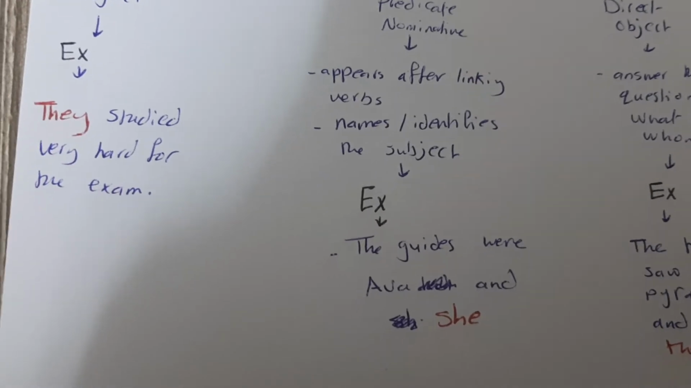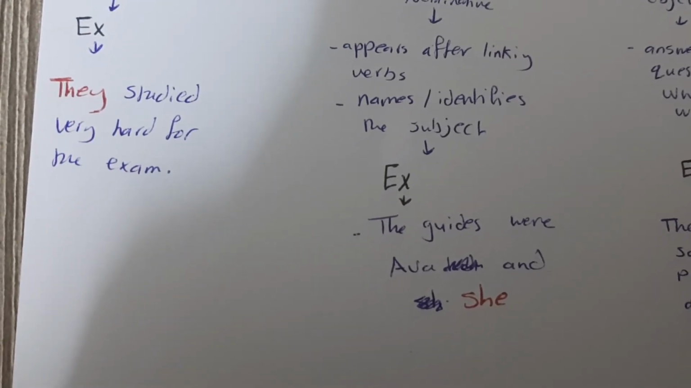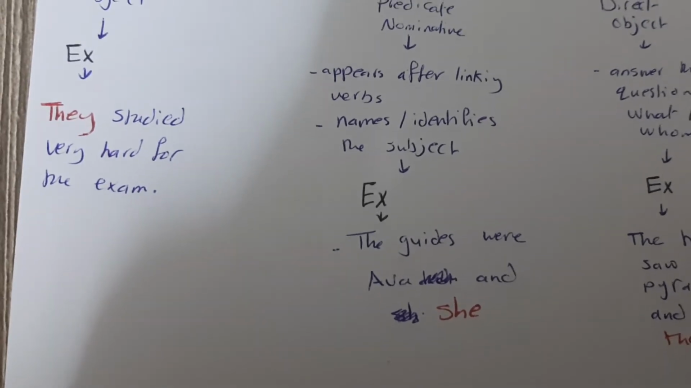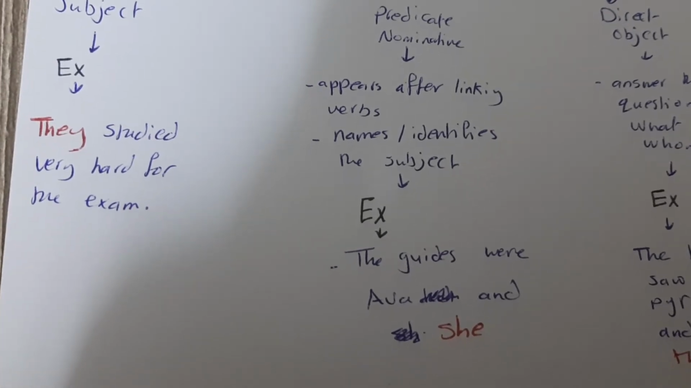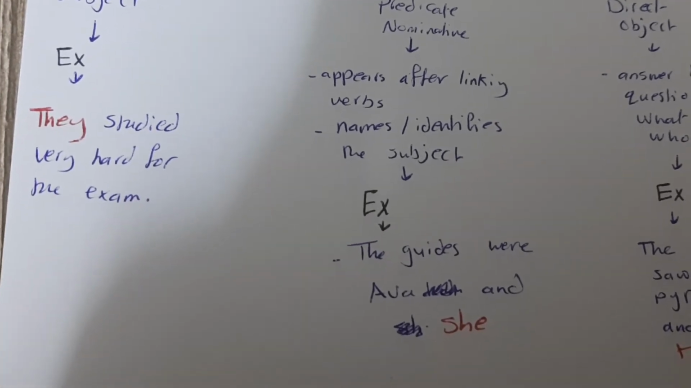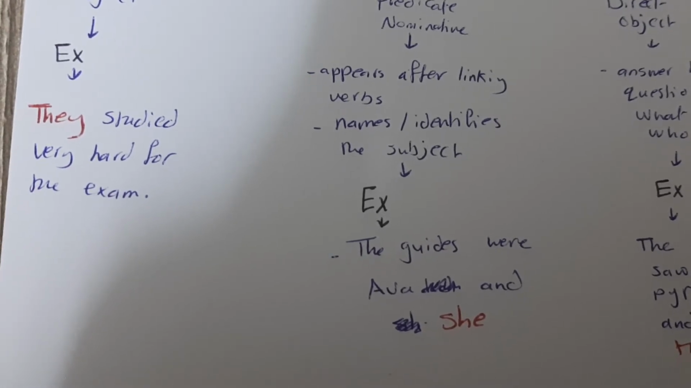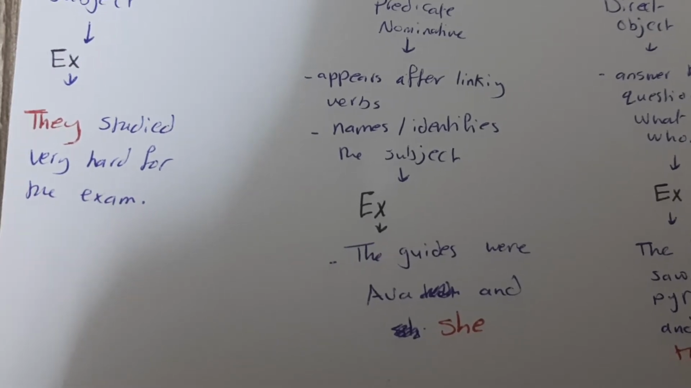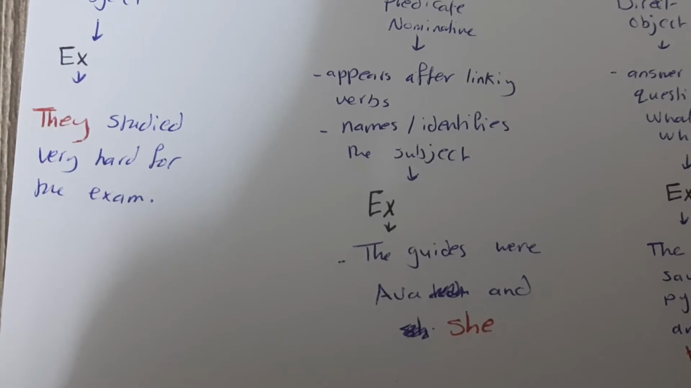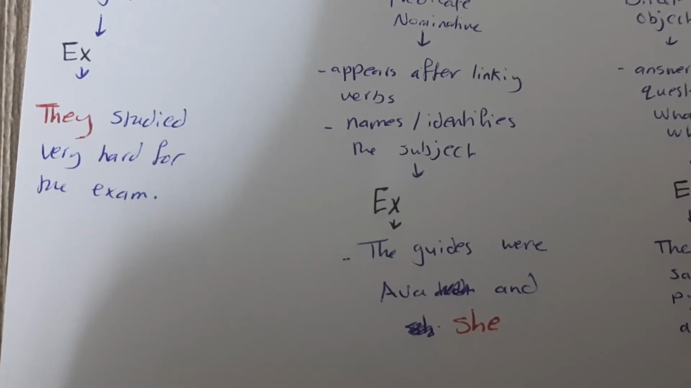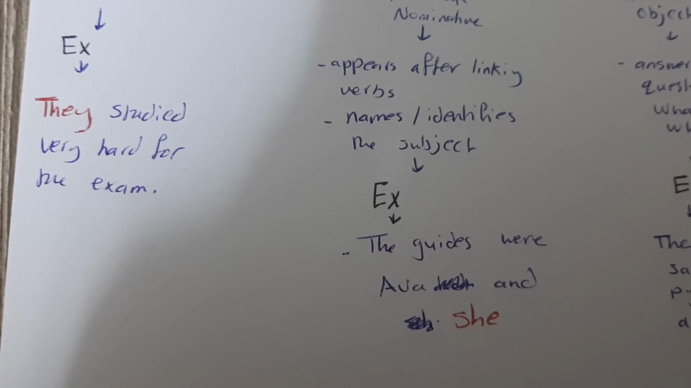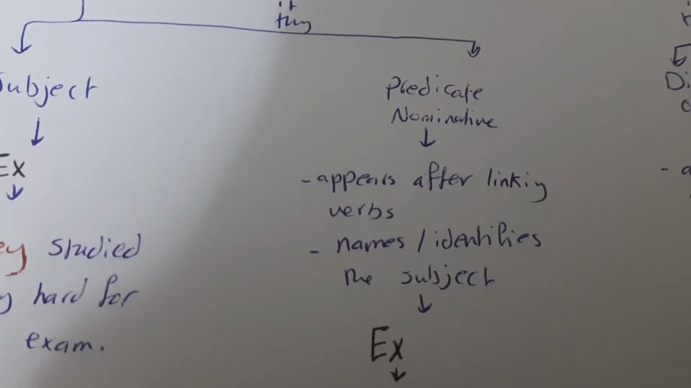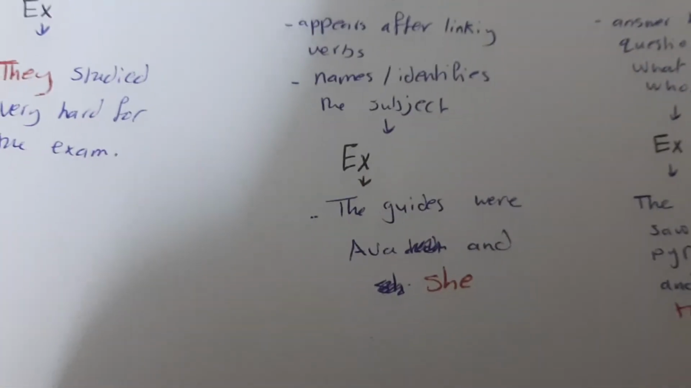Now be careful. Look here, we said she, not her. And to avoid such common mistakes, you can simply use one predicate nominative separately from the other. For example, you say the guides were Ava, and then the guides were she. Now we used she because it's a subject pronoun, okay? Because it's a predicate nominative. It comes after a linking verb and it identifies the subject, guides.